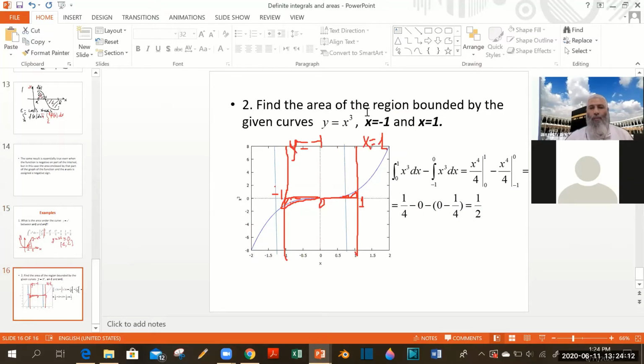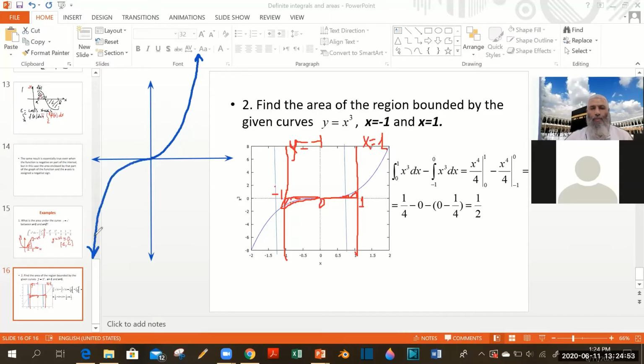Find the area of the region bounded by the given curves: y equals x cubed, x equals -1, x equals 1. So, like she wrote, draw here, let's say this is x and y. And this is a curve. The curve of x cubed is like this. So she's asking from -1 to +1. So the area here is what?